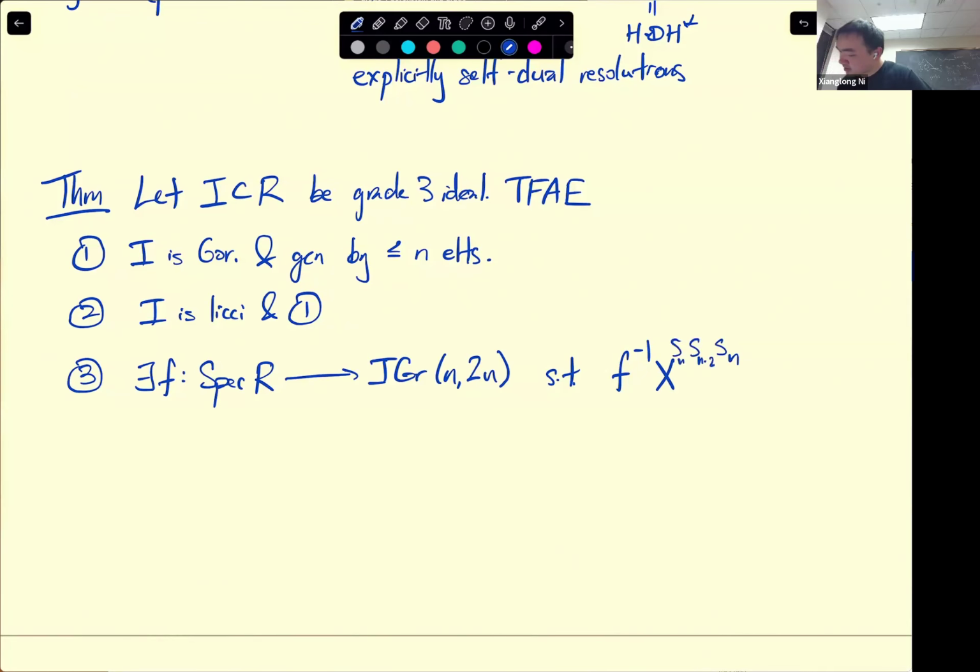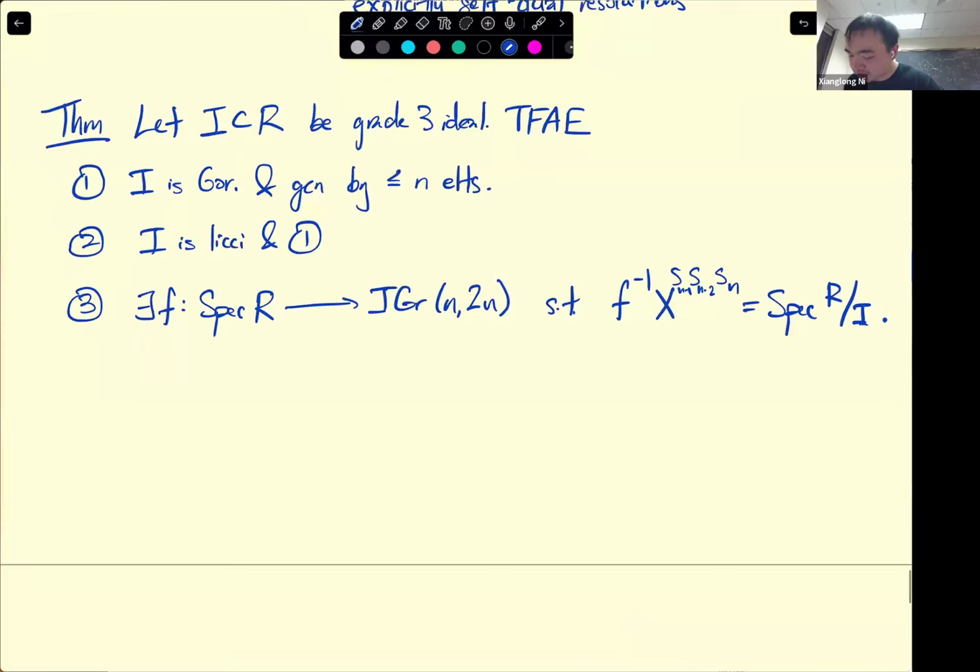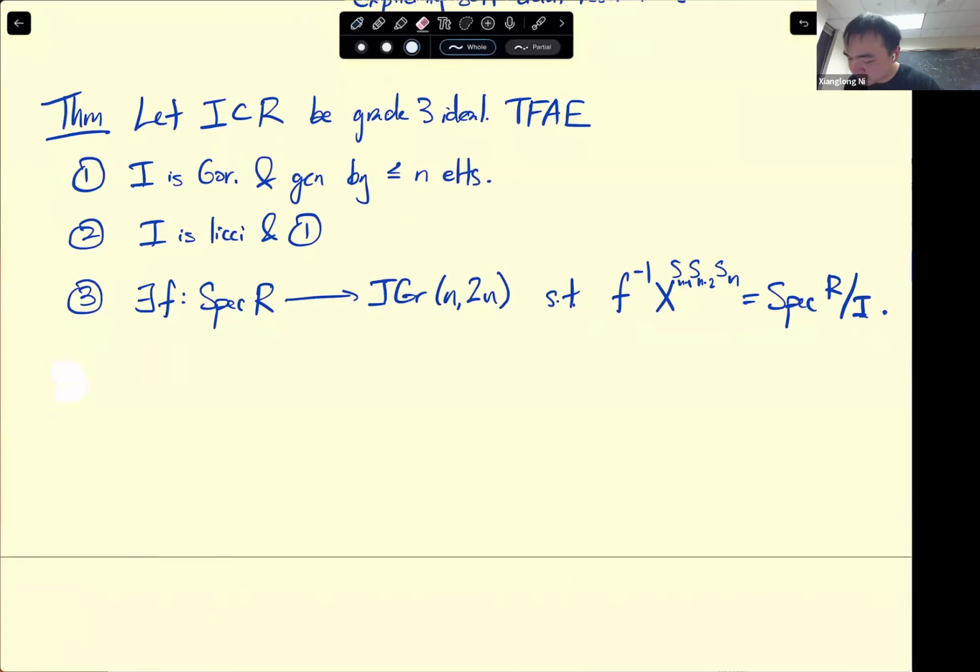So what I claim is that, okay, so 1 and 2, it's clear that the equivalence of 1 and 2, right? 1 and 2 is just Watanabe's result. And what I claim is that the equivalence of 1 and 3 is none other than Buchsbaum-Eisenbud.